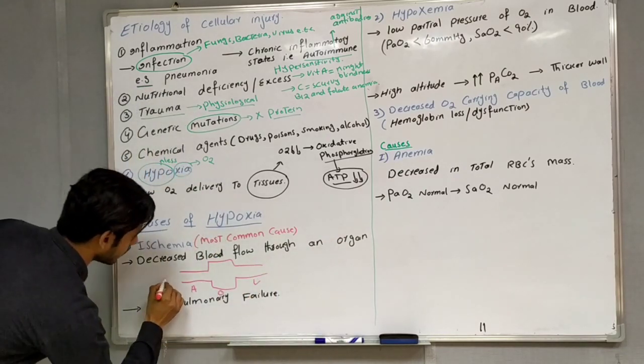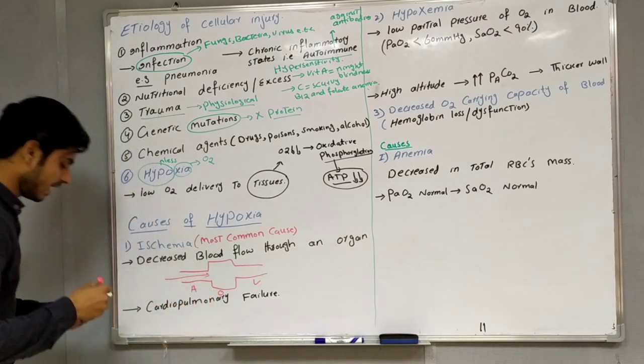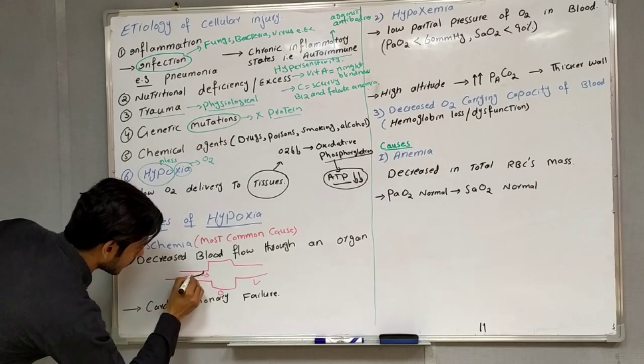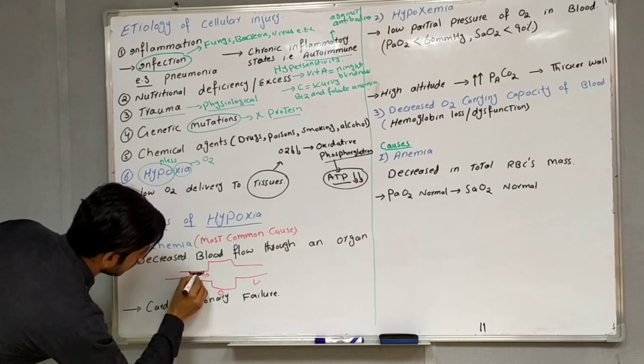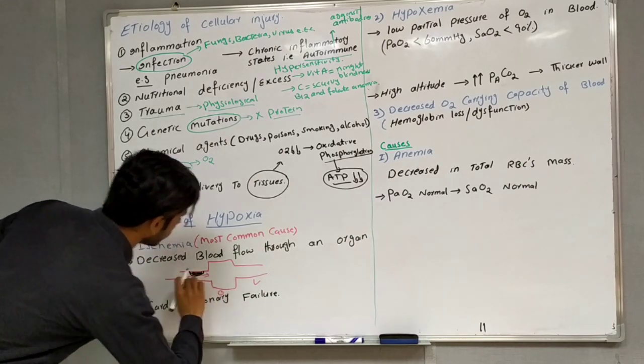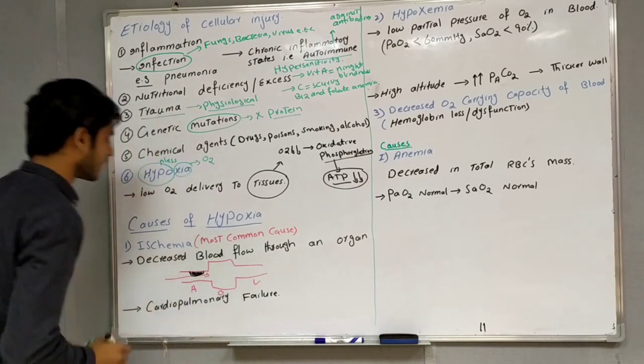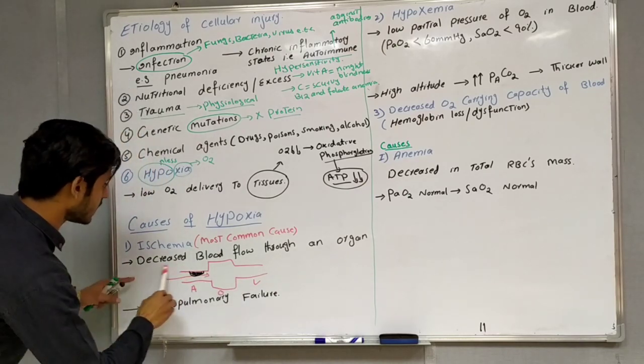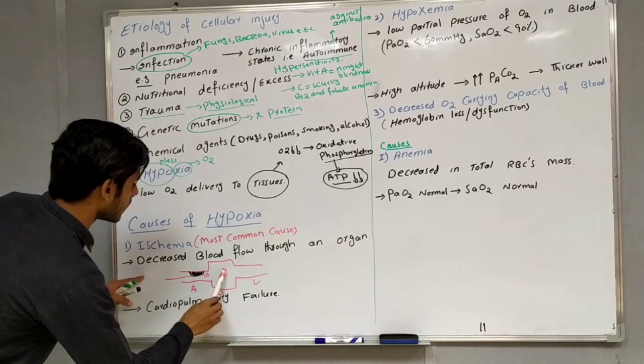First, this artery will come. Here there may be a thrombus formation or arteriosclerosis, like that. In this case, blood flow will be decreased. When blood flow is decreased, it clearly means that oxygen will decrease. So decreased blood flow towards the organ will decrease oxygen.